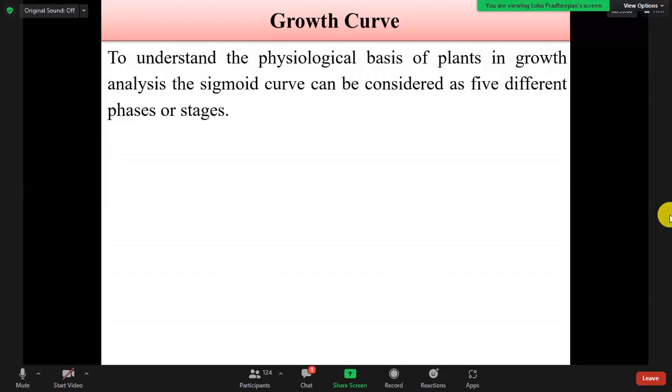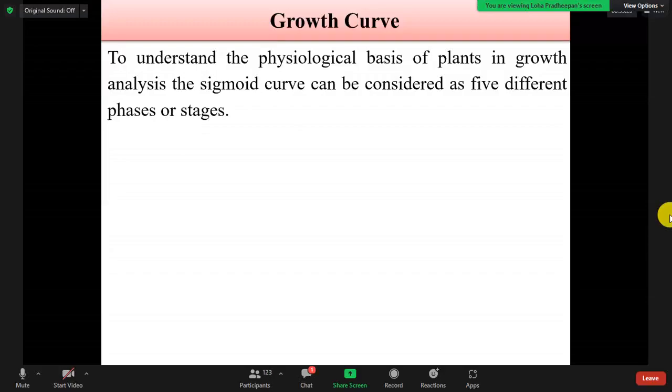Arithmetic growth and geometric growth are available. If you look into the plant growth curve, that is the sigmoidal shape, S shape, that is the geometric plant growth curve. Then we move to the plant growth analysis.